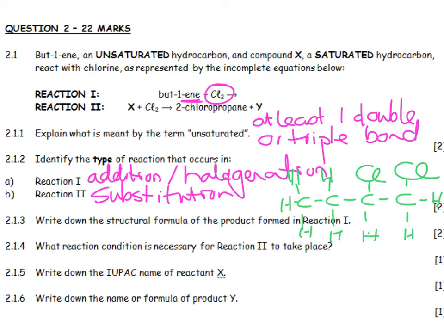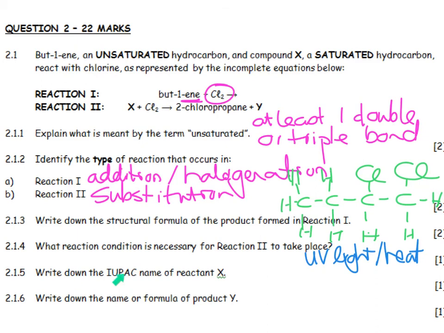What reaction condition is necessary for reaction 2 to take place? I'm not great with these conditions, but they might come up, so you do need to know them. This one takes place in the presence of UV light. UV light can also be called sunlight, and some heat. It's not a water bath. It's proper heat, and the heat has to have come from UV light or from sunlight. It's not heat that came out of a water bath.